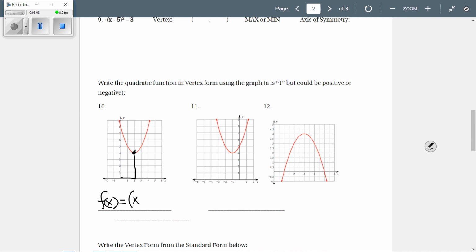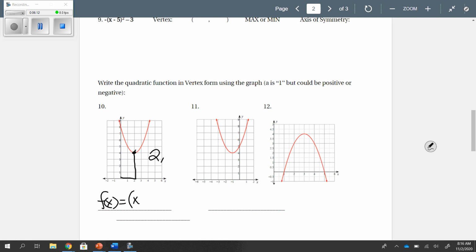Alright, so we continue on. So the vertex is right 2, which is positive 2, and then up 4. So our vertex is 2, comma 4. How do we write that in the vertex form? Well, we know the first number goes inside the parentheses, but we flip the sign. Please don't forget to flip the sign. X minus 2 squared, don't forget the squared, and then plus 4. And we're done.